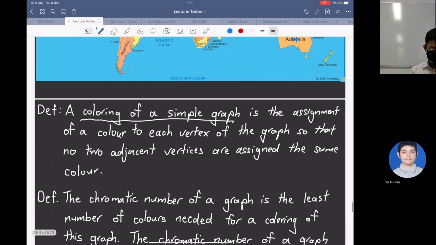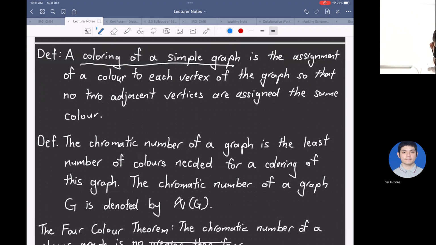Okay. Next. We define a coloring of a simple graph as the assignment of a color to each vertex such that no two adjacent vertices are assigned the same color. Only this we call a coloring. If you imagine a map and you color everything the same color, it's hard to see the boundaries. But if I color it differently, then without looking at the boundary, you just look at the color and you know the region. That's why we're interested in different colors at adjacent vertices.